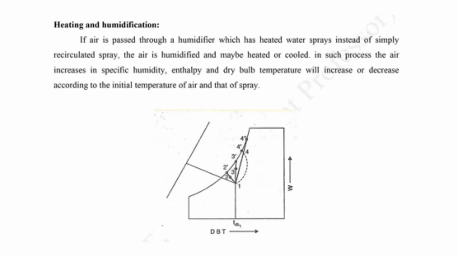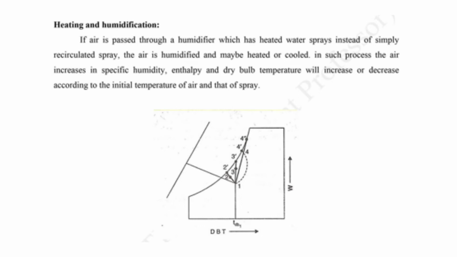And then heating and humidification. If air is passed through a humidifier which has heated water sprays instead of simply recirculated spray, the air is humidified and may be heated or cooled. In such a process, the air increases in specific humidity.